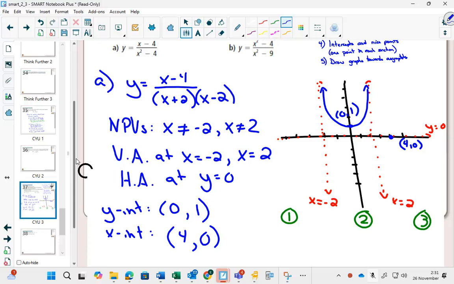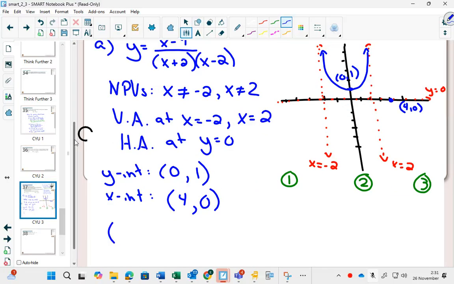Section 3, we have a point, but it's right on the asymptote. So we actually don't know, does it go up or does it go down? We have a problem there. And in section 1, we have no points whatsoever. We have a problem there. So we need more nice points, and that's just a matter of plugging anything into the equation and finding out where it is.